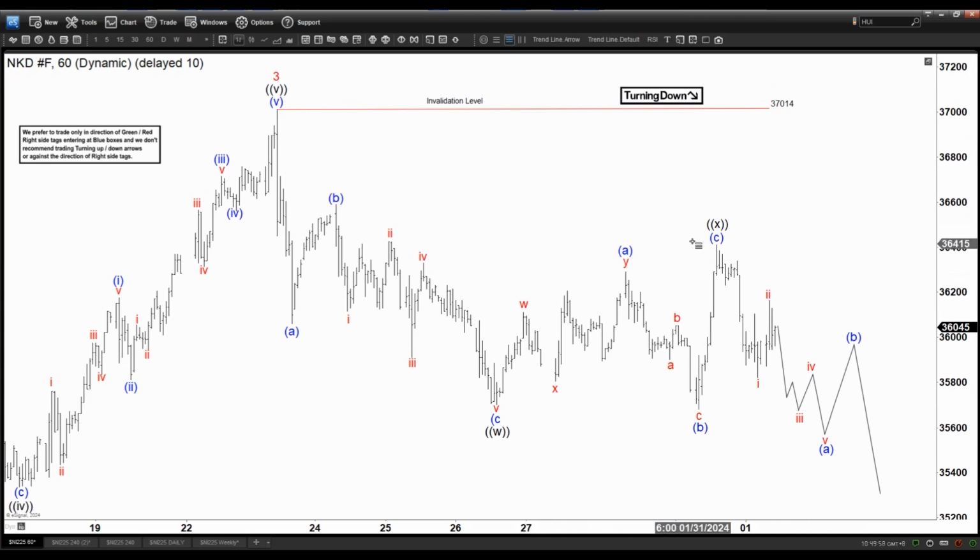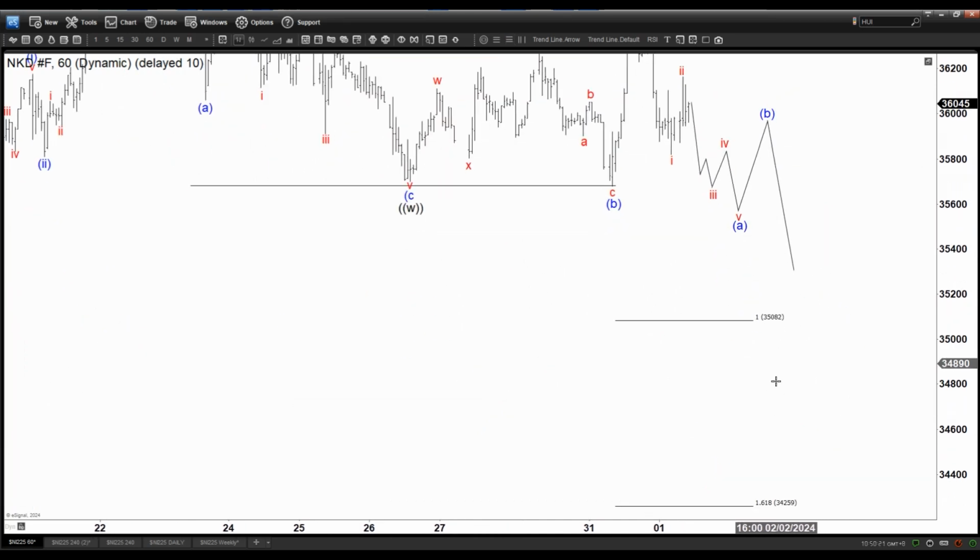The potential target on the downside in this case is measured by the 100% extension, but instead of using W, the B here and the W are almost the same, so it really doesn't matter that much. You can either use this one or this one. I'm just going to use this one. So I'm considering this my first leg and this my second leg, and you're going to be looking at a possible target at 34,259 to 35,082.